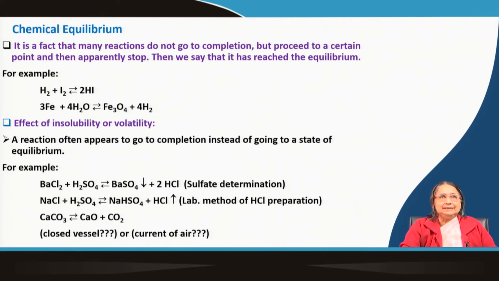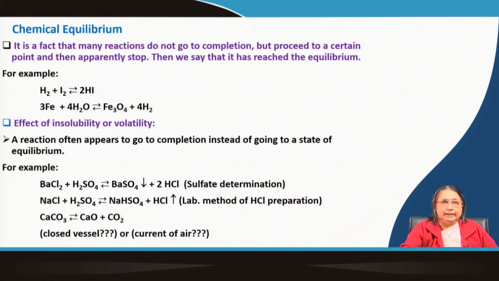Now, one interesting example is shown here, calcium carbonate. You know that when calcium carbonate is heated at a high temperature, then it forms calcium oxide and carbon dioxide. But if you take calcium carbonate in a closed vessel and heat it at high temperature, then what will happen? And when you take calcium carbonate and you heat at the same temperature, but under the current of air, then what will happen? This is the question actually.